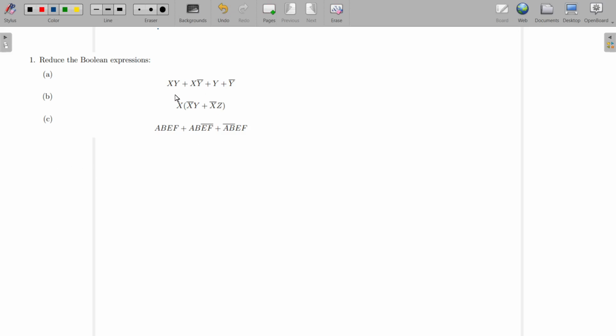That is A equal to xy plus xy bar plus y bar, right? So this y plus y bar is equal to 1. So when you get this as 1 plus anything, whatever the expression, 1 plus anything will result in 1. So the answer for this question is 1. This is the answer. Now move on to the second one.